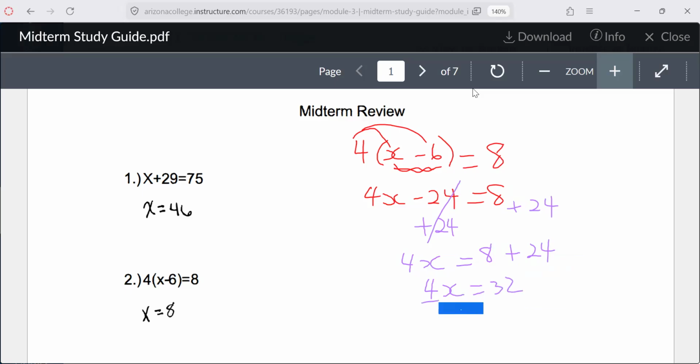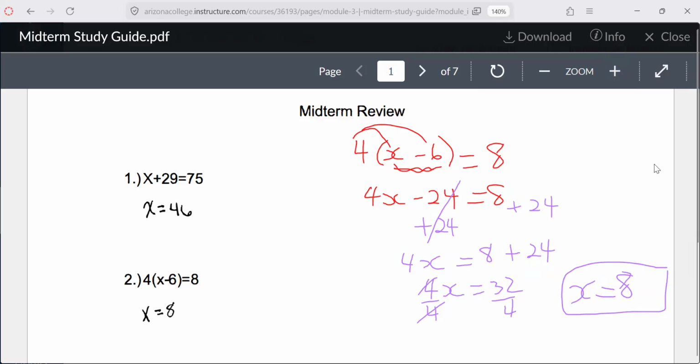You divide by 4. Because the 4 is multiplying the x, 4x, we've got to divide both sides by 4 so that x stands alone. And 32 divided by 4 is 8. That's 8.